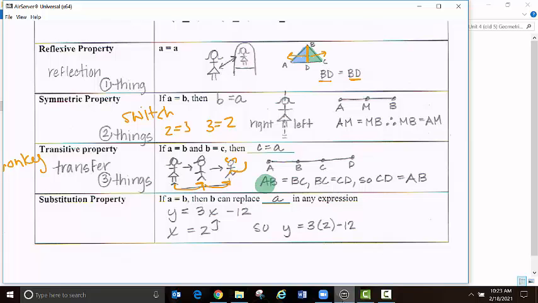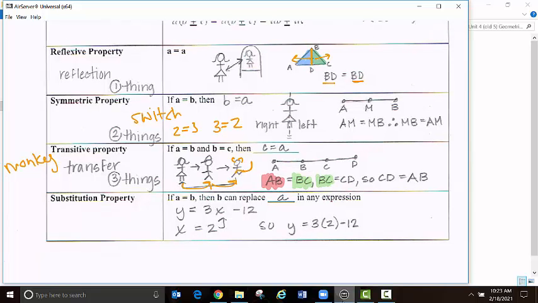If red is the same as green, and green is the same as blue, then obviously the red would be the same as the blue. You transfer the properties.